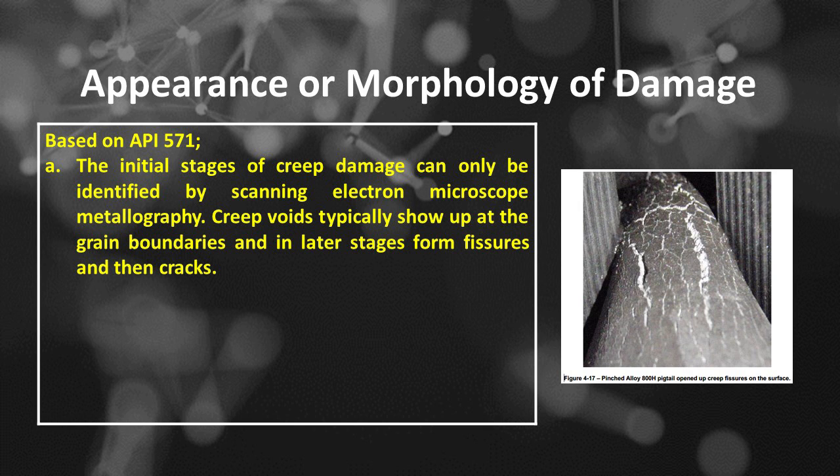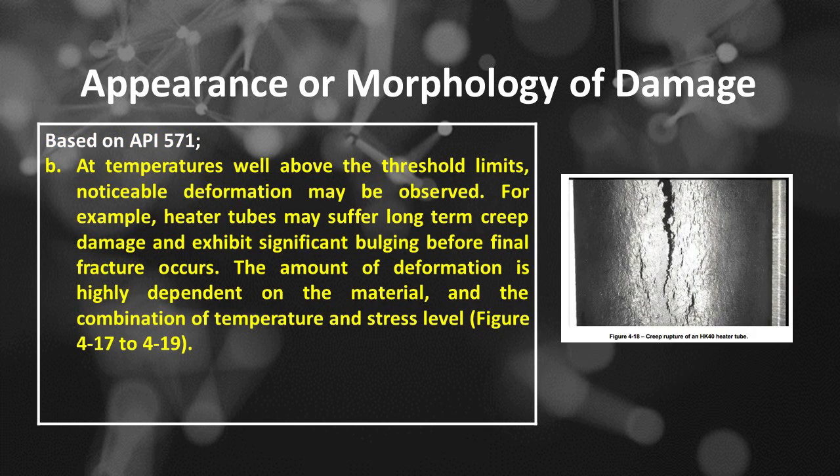The first is the initial stages of creep damage can only be identified by scanning electron microscope metallography. Creep voids typically show up at the grain boundaries and in later stages form fissures and then cracks. The second is at temperatures well above the threshold limits, noticeable deformation may be observed. For example, heater tubes may suffer long-term creep damage and exhibit significant bulging before final fracture occurs.